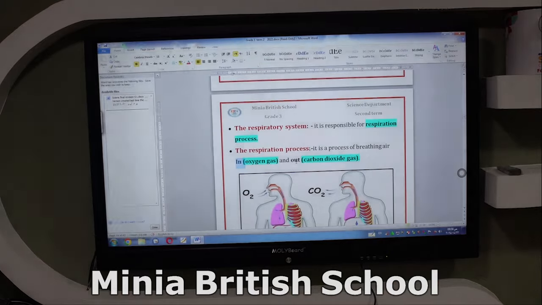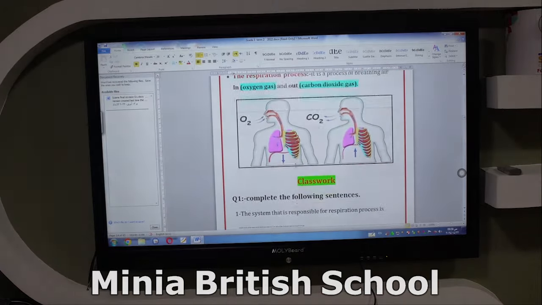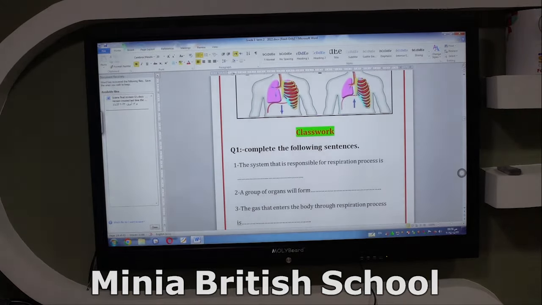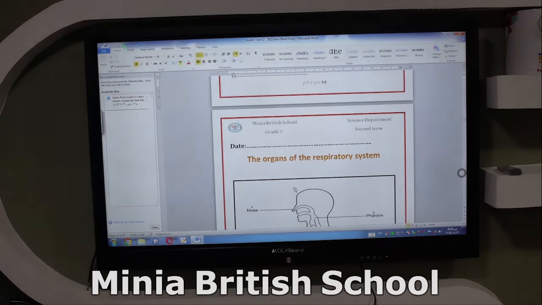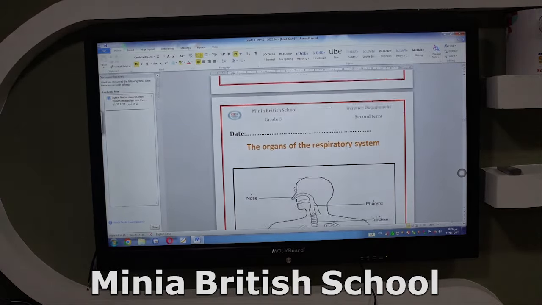Okay, when you breathe out, carbon dioxide gas will leave your body. So don't be confused between breathe in, breathe out. In, oxygen will enter. Out, carbon dioxide will leave your body. Okay. Now, let's see the organs of the respiratory system, and we will know the function of each organ.